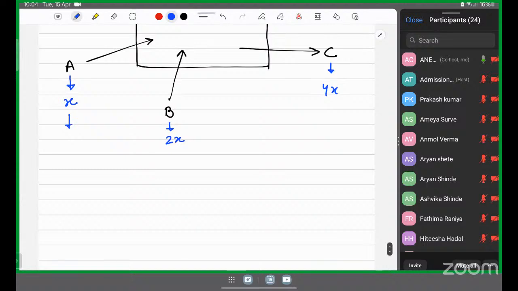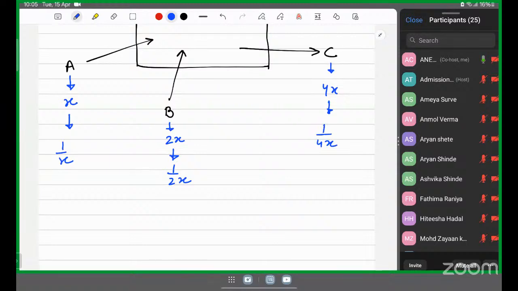1 hour work done by A will be 1 by X. 1 hour work done by B is 1 by 2X. And 1 hour work done by C is 1 by 4X. Such type of questions, time and work, pipes and cisterns, will be done by 1 hour work. Now we can connect to the question.